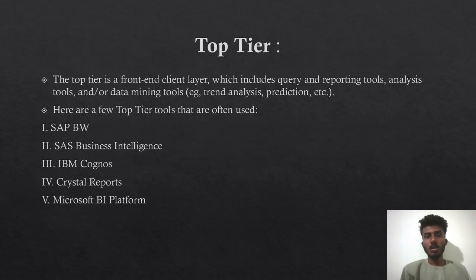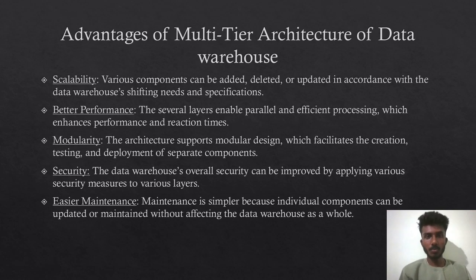So next is the top tier. The top tier is a front-end client layer which includes query and reporting tools, analysis tools, and data mining tools, for example trend analysis, prediction, etc. Here are a few top tier tools that are often used. First one is SAP BW, second one is SAP Business Intelligence, third one is IBM Cognos, fourth one is Crystal Reports, fifth one is the Microsoft BI platform.